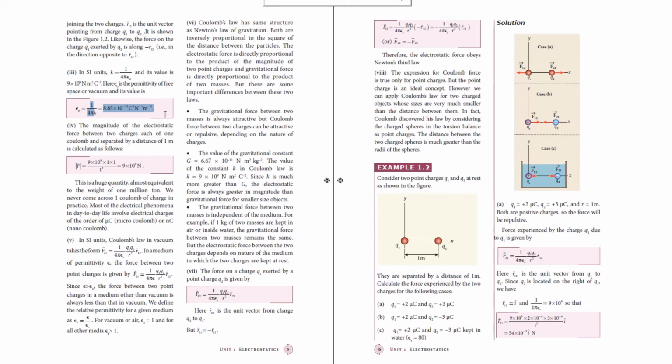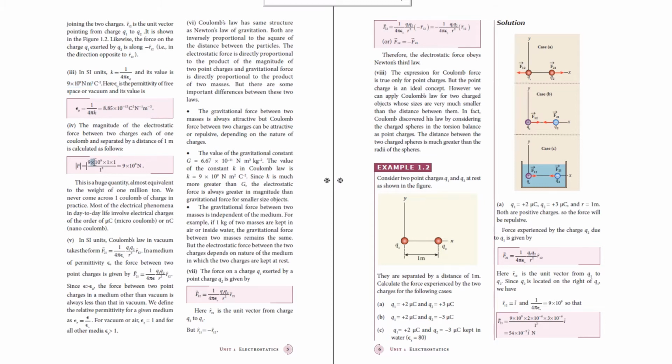Now coming to the fourth point of the important aspects of Coulomb's law, we are talking about the magnitude of electrostatic force between two charges. Consider two charges Q1 and Q2, each having a magnitude of 1 coulomb, and the distance between those two charges is 1 meter. In that case, how can you write the force? 1 by 4 pi epsilon naught. And what is the value of this 1 by 4 pi epsilon naught? We have already dealt with it in point 3 itself. It is 9 into 10 raised to 9.